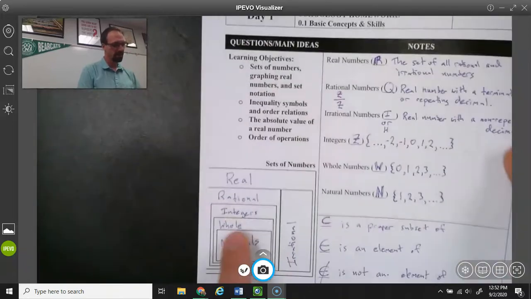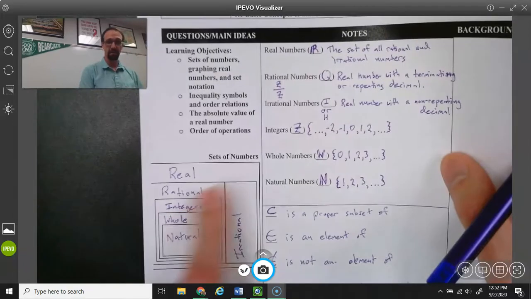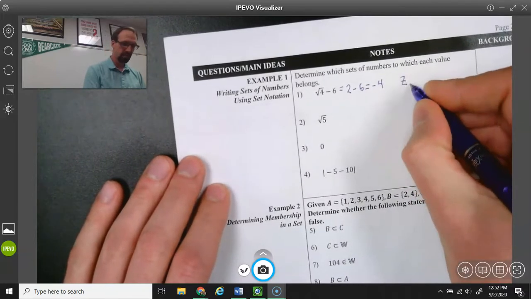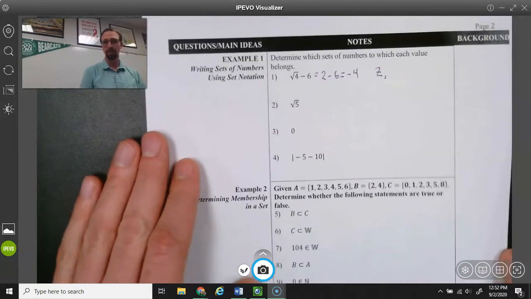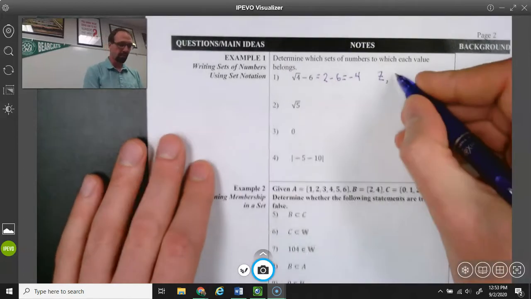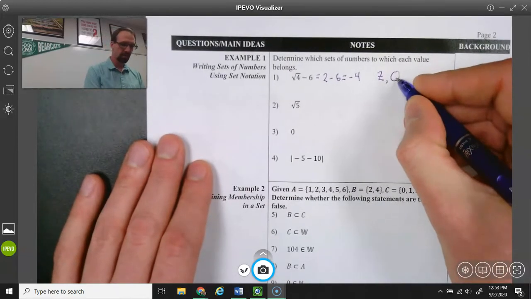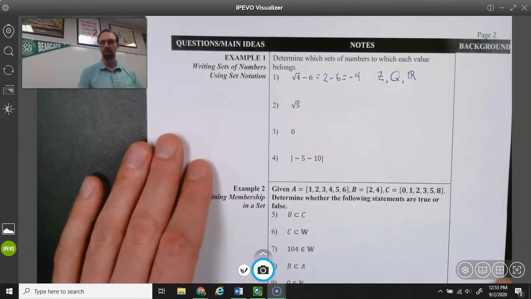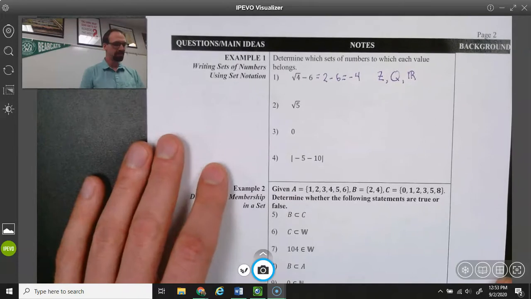So negative 4 is an integer. Integer is Z. So I'm going to say Z. For integers, I could also write out the word integers. It's also a rational. So Q, and then also a real. So my script R.